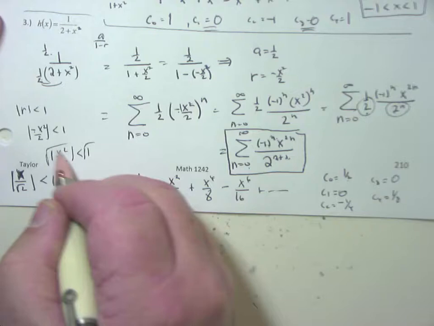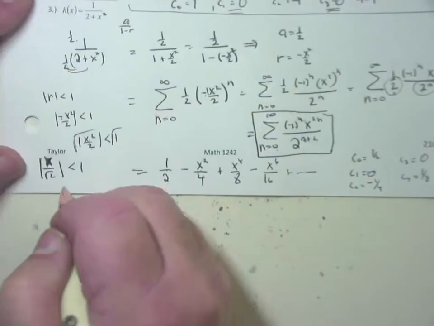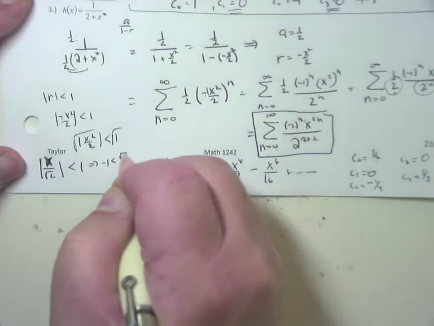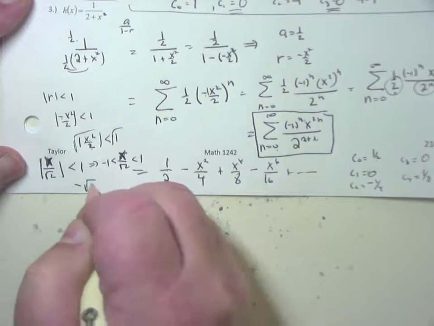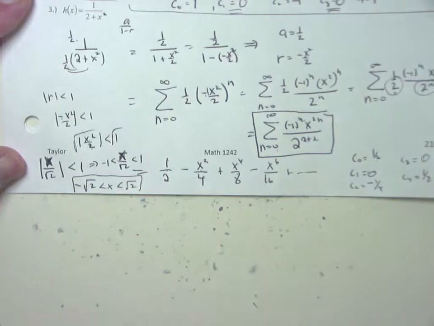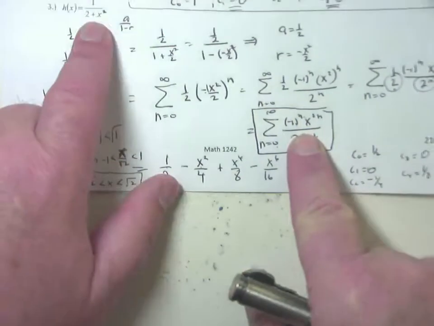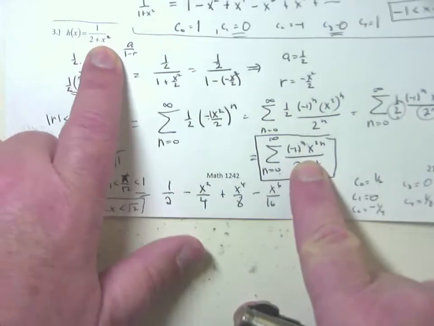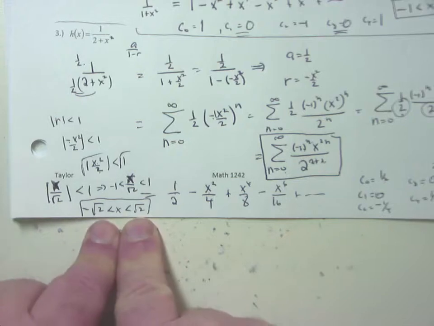The square root and the square kill each other off. You're still left with the absolute value. So this tells me negative 1 is less than x divided by the square root of 2, which is less than 1, which means negative square root of 2 is less than x, which is less than square root of 2. This is my interval of convergence. So we're doing the same stuff as what we did before. But this series and this series, 1 over 2 plus x squared, is actually the same series. Does that make sense? Provided you only plug in numbers between negative 2 and 2.